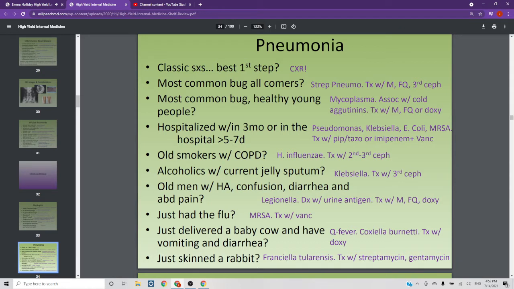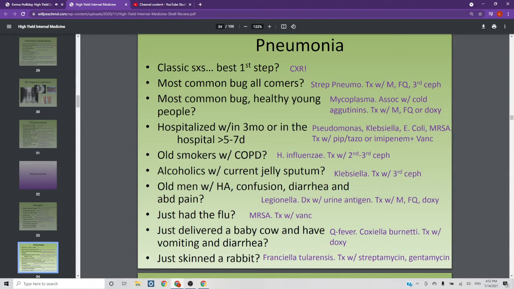What if they just skinned a rabbit? This actually was on my shelf. Tularemia. So if they live in Arkansas and skinned a rabbit, and they not because of Arkansas, but they've got it's a well-known geographic association.